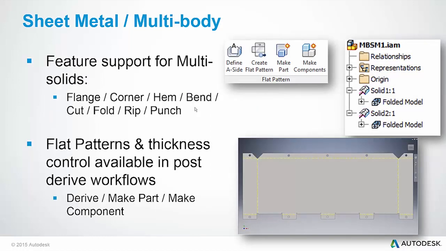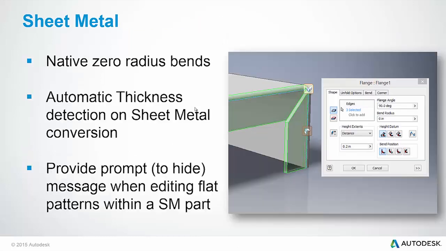So some other things, the sheet metal multi-body has support for all these different commands. And also we now have the option to be able to do zero radius bends. So this is really useful for those of you who do a lot of sheet metal. Quite a lot of people actually use Inventor for doing things like cardboard packaging, and they use the sheet metal environment to be able to unfold. So being able to have zero radius bends is really going to help those customers.